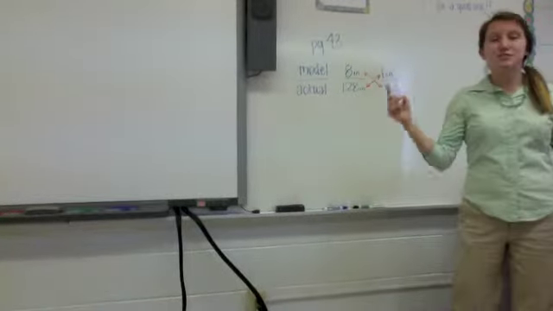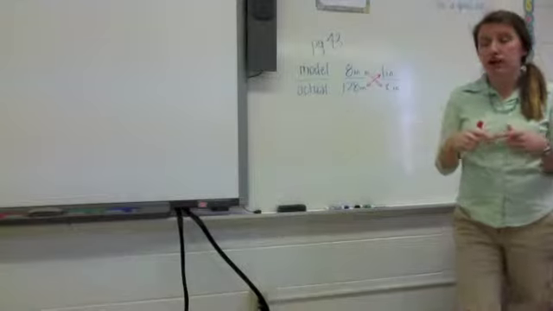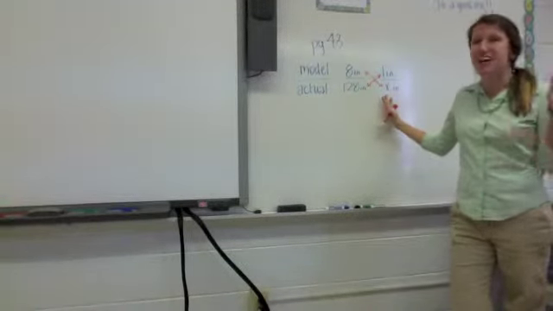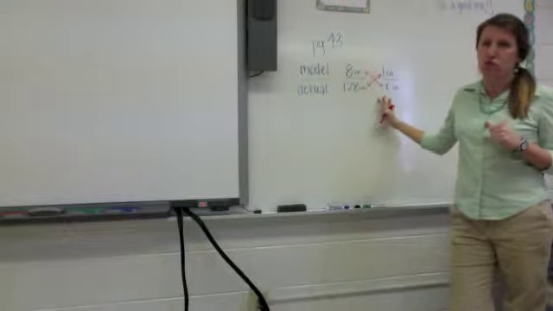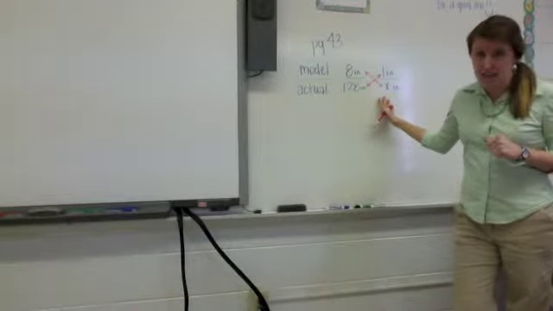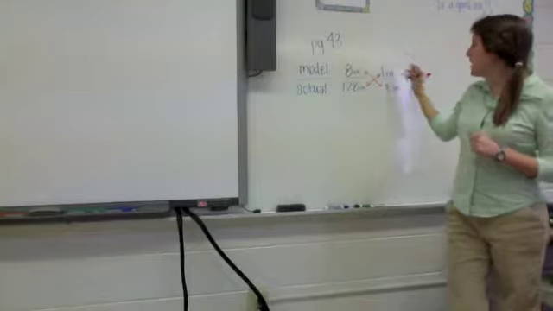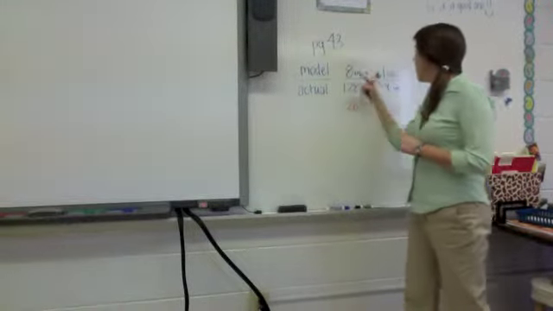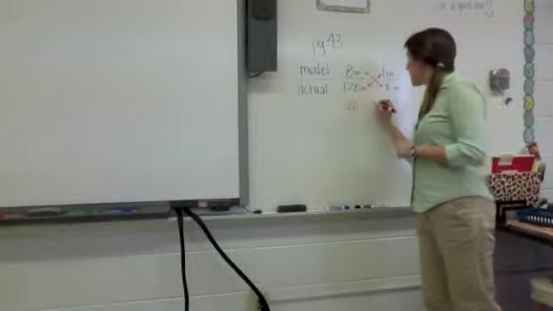We are going to cross multiply, and remember our cross products should be equal to each other. And in this case, since we don't know what x is, I know that they're going to be equal to each other because I'm going to fill in a number that makes it equal. So 128 times 1 is 128, and 8 times x is 8x.